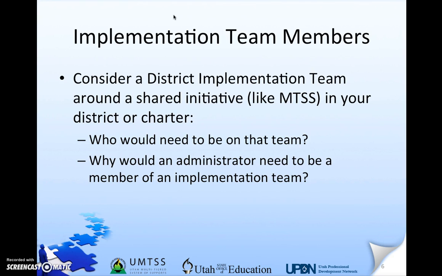In the case of a district team, a representative from the superintendency. In a school, that would be the school principal or an assistant principal. But at that district level, why would we need to have an administrator at the superintendency level as a member of that team?